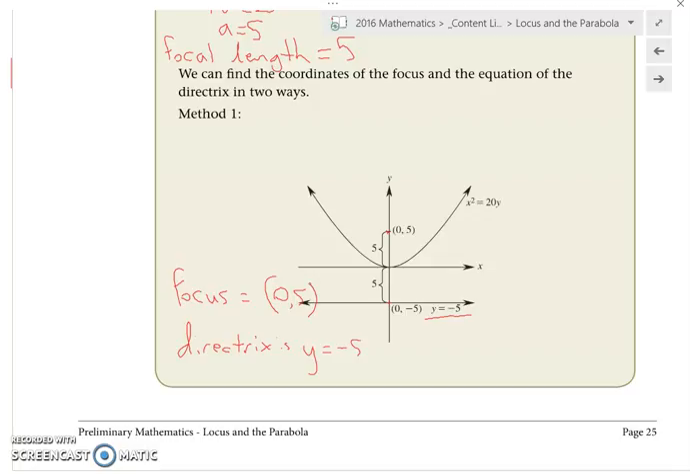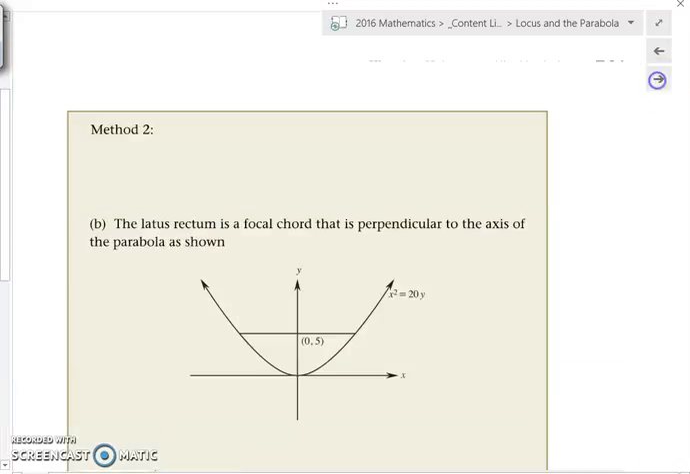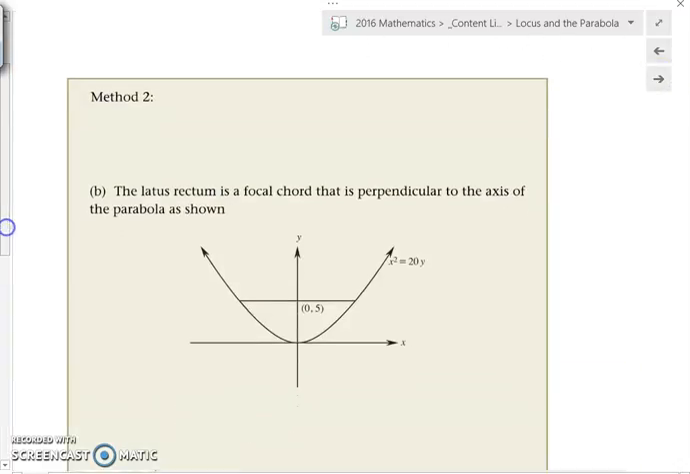Now, on the other page is method 2, and that's what I was just saying there. You can actually go, all right, method 2, it's in the form of the focus is 0a, therefore 0, 5, and the directrix is y equals minus a, therefore y equals minus 5. Okay, so you didn't need to draw it, but you could.